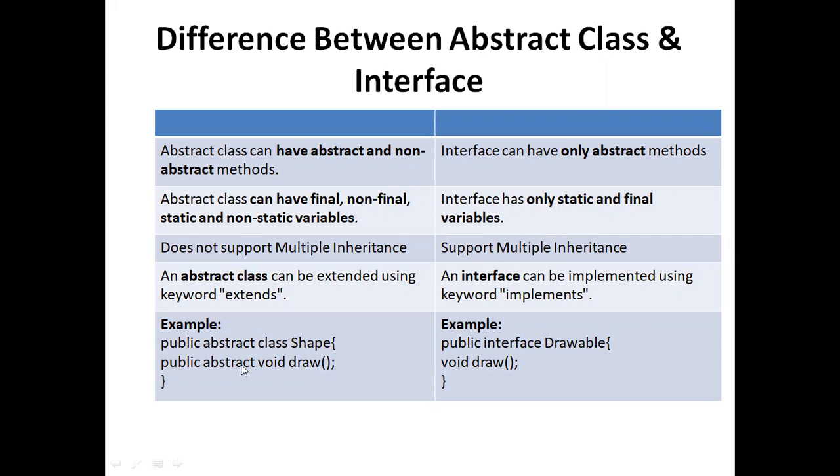So this is a small example: public abstract class Shape, and we have defined a method abstract void draw, and this is for interface, public interface Drawable and void draw.